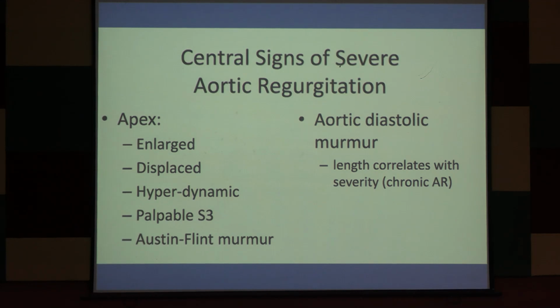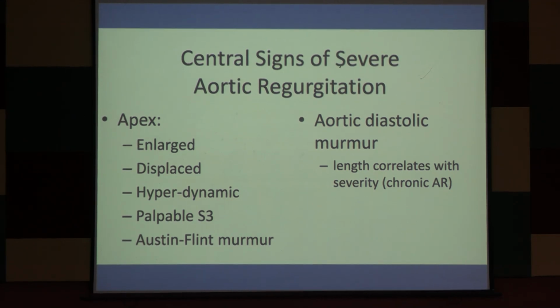And third, the Austin Flint murmur, that means a mid-diastolic rumbling murmur due to the displacement of the anterior mitral valve leaflet. It is the mid-diastolic rumbling murmur at the apex even in absence of the mitral stenosis, known as Austin Flint murmur.